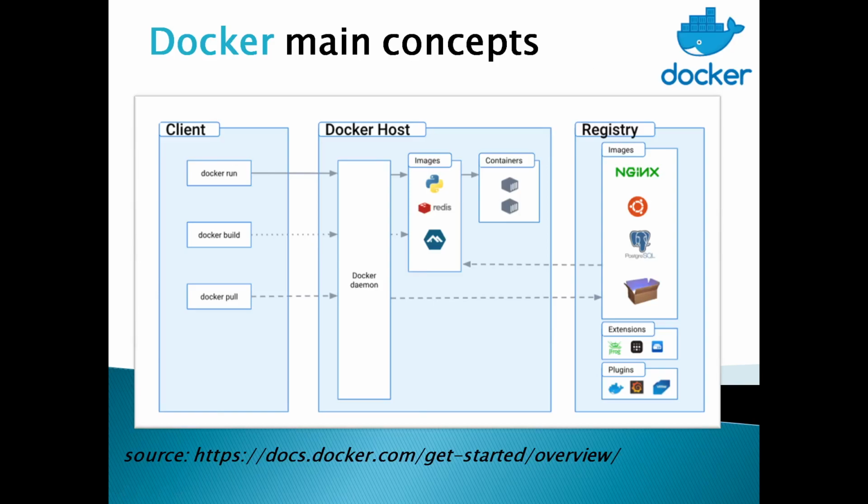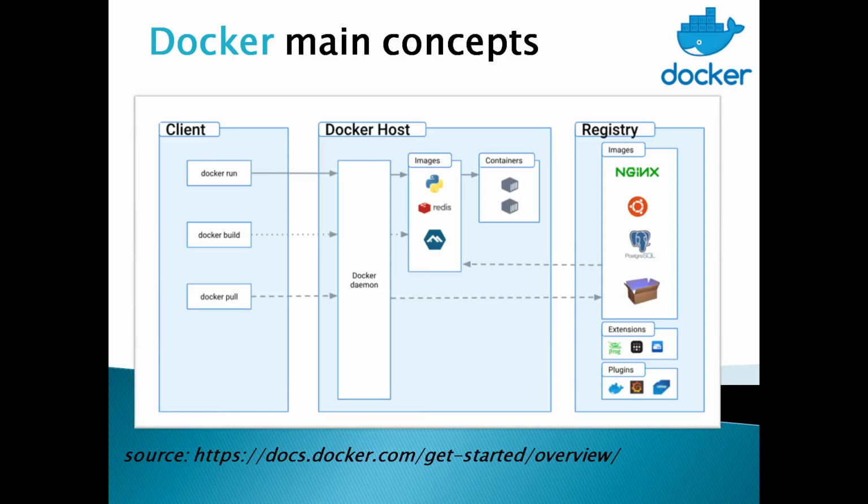Docker uses a client-server architecture. The Docker client talks to the Docker daemon, which builds, runs, and distributes your Docker containers. The Docker client and daemon can run on the same system, or you can connect a Docker client to a remote Docker daemon. The Docker client and daemon communicate using a REST API, over Unix sockets or a network interface. A Docker registry stores Docker images. You can use public registries or run your own private registry.